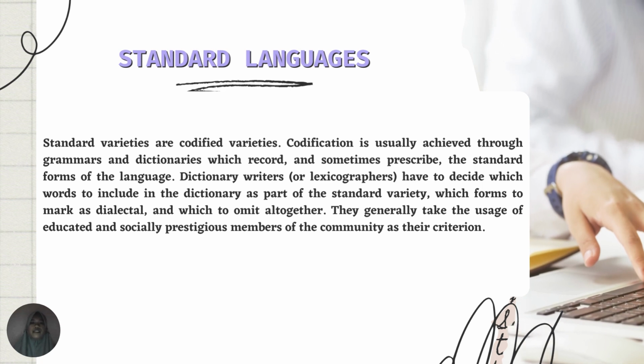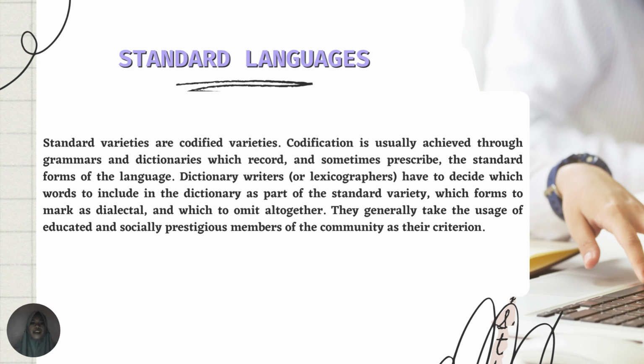And next is about standard languages. Standard varieties are codified varieties. Codification is usually achieved through grammars and dictionaries which record and sometimes prescribe the standard form of the language.